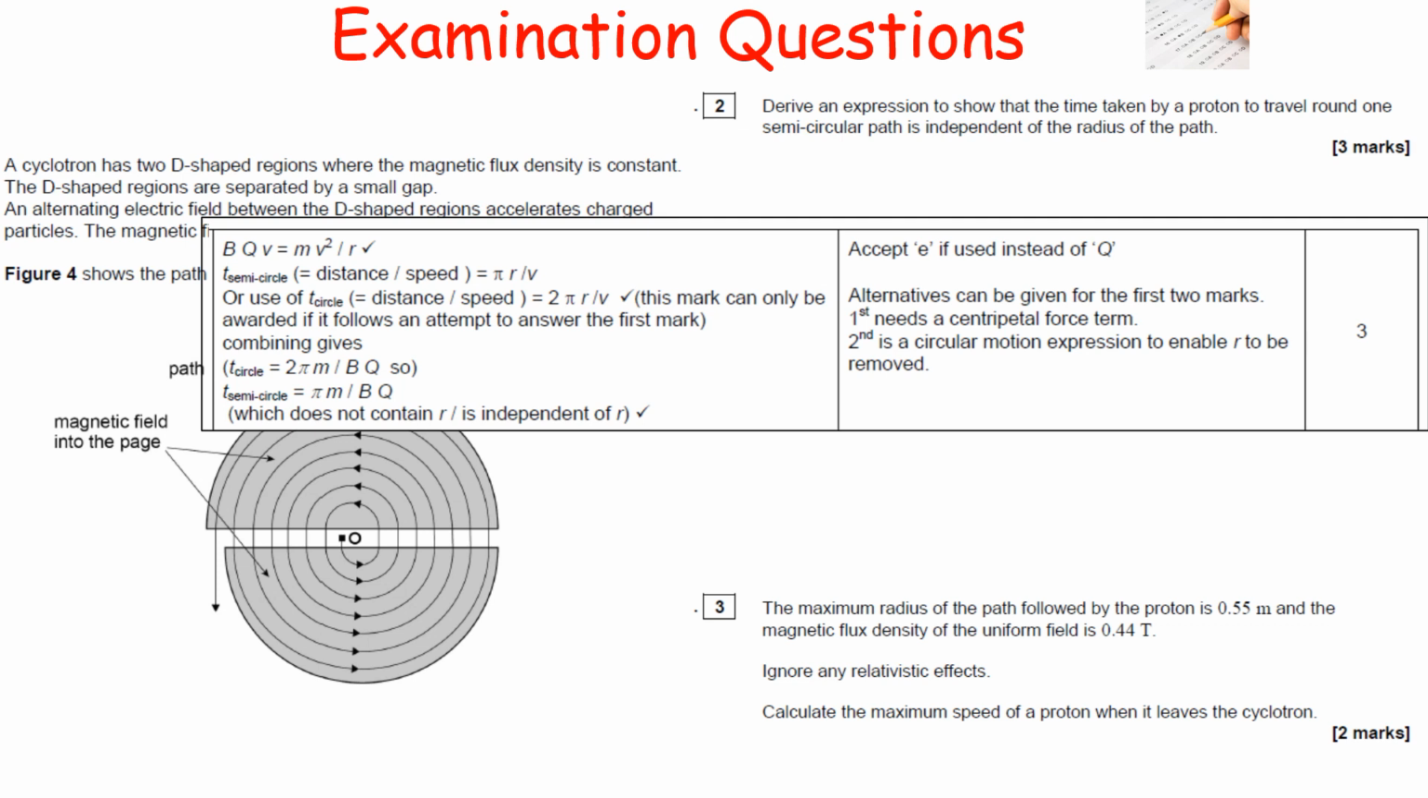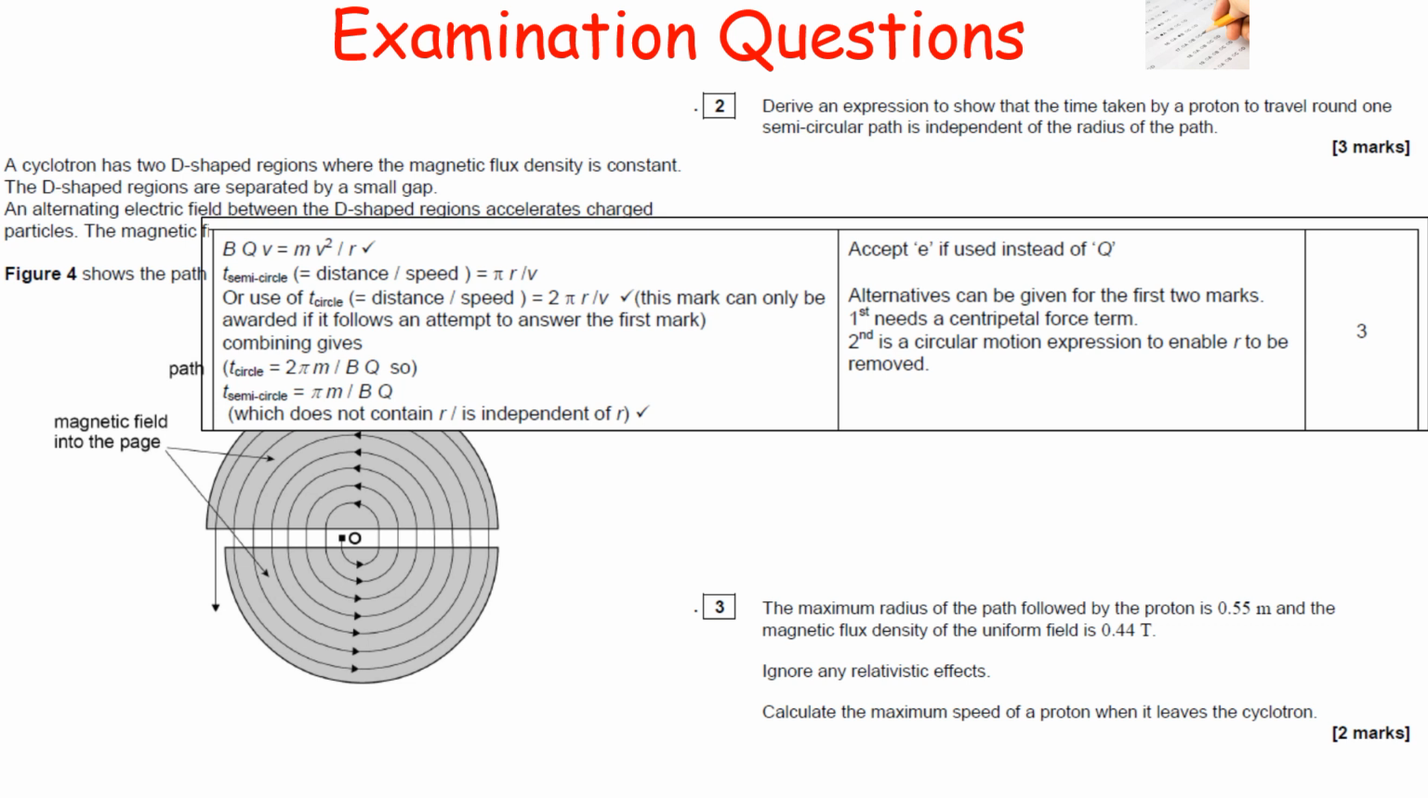Now we can say that the time in the semicircle, which is what we need to think about for this particular equation, is distance over speed, because you know speed is distance over time, so we just rearranged it. Now the distance covered in a semicircle is pi r, because it's half the circumference, and the circumference is pi d, and r is half of d, so therefore the distance of the semicircle is pi r. So what we can say is that T equals pi r over v.